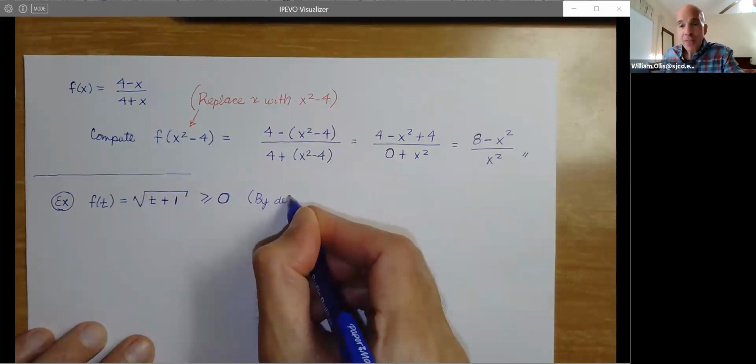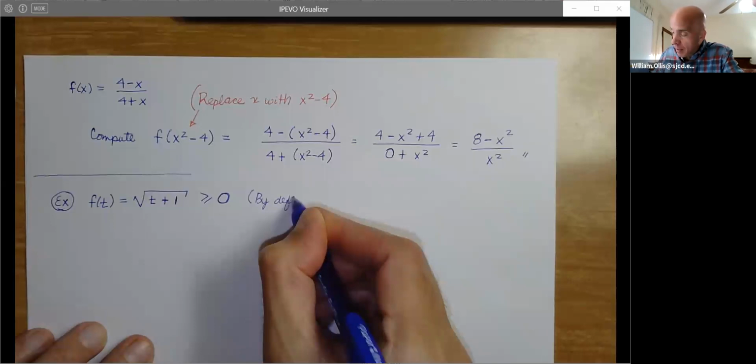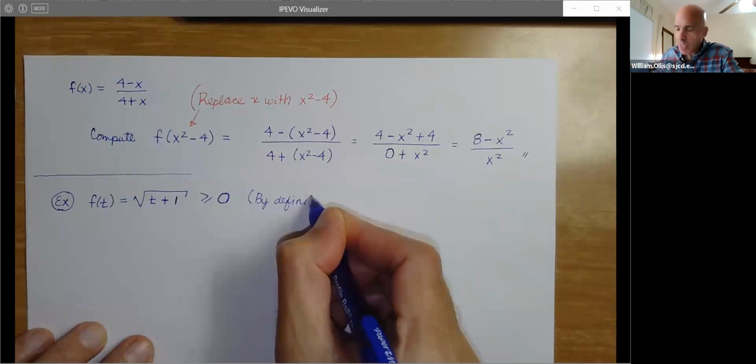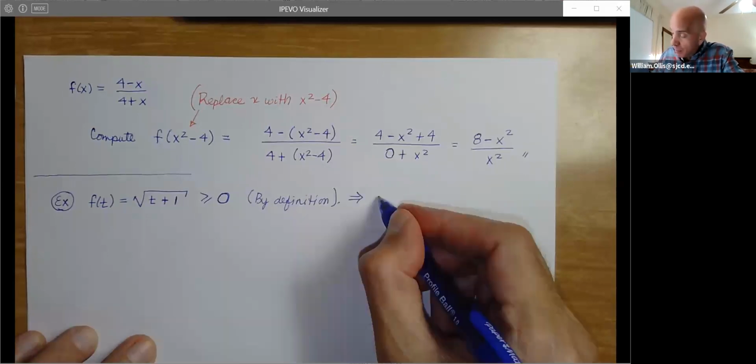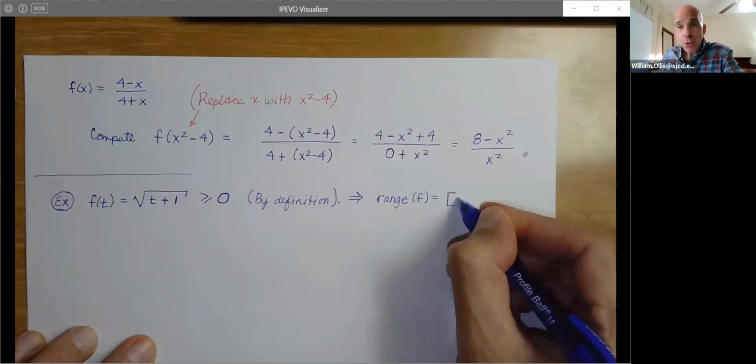So when I think about the range, clearly as t gets larger, the output gets larger. So the range here is easy to compute. We don't have to do anything extravagant like we did on the last problem. The range of f will be bracket 0 to infinity. This can get as large as you like. It's just that it can never be negative. The principal square root is non-negative.